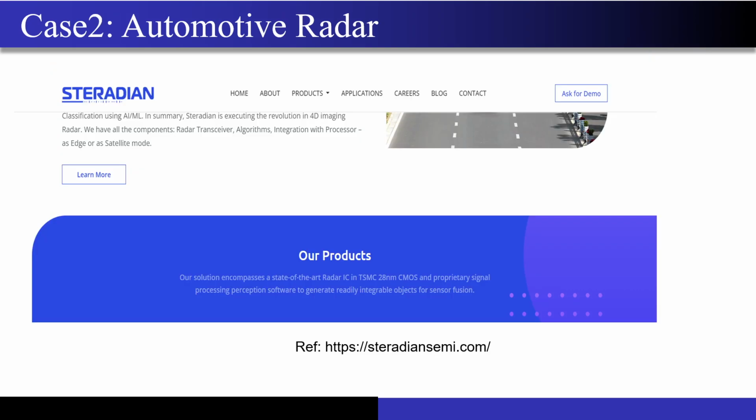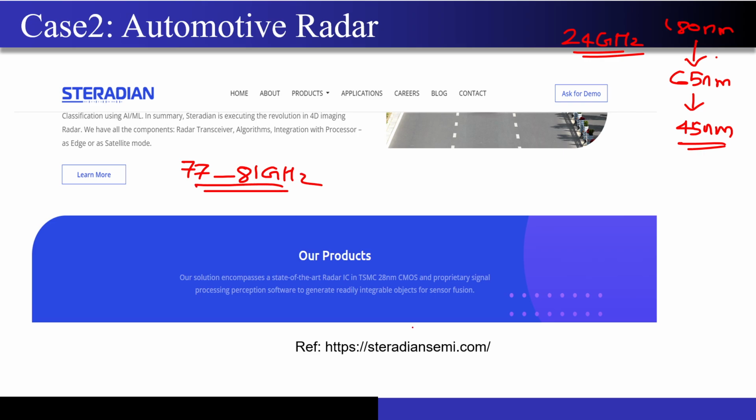Now let's look at how companies have designed these radars and at what frequency. What did I tell you? For 24 gigahertz, instead of 180 nanometer, it is preferable to go to 65 nanometer or maybe even 45 nanometer. Then only will I be able to design the circuits. Now these radars have been designed at almost 77 to 81 gigahertz. This screenshot has been taken from the Steradian company's website, which is now acquired by Renesas Electronics. They make these automotive radar chips involving very complex signal processing algorithms.